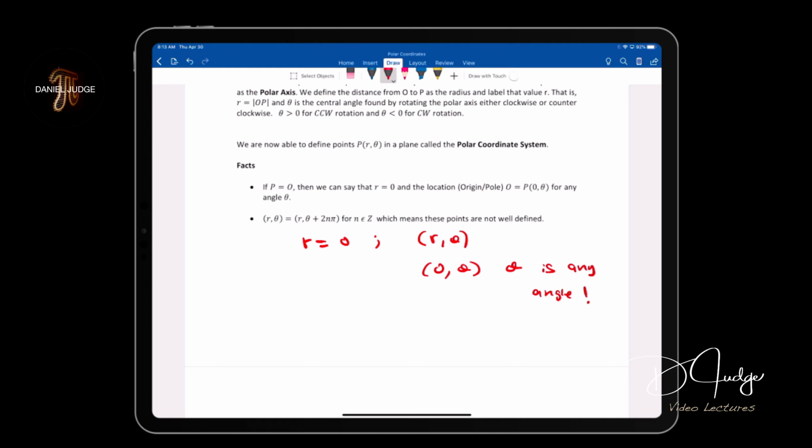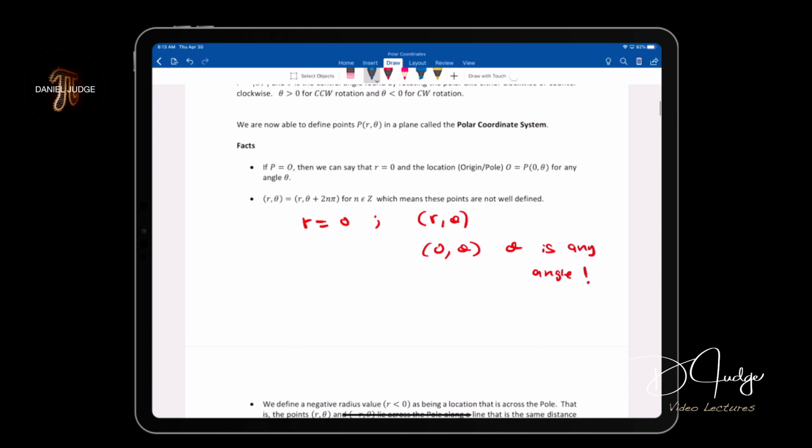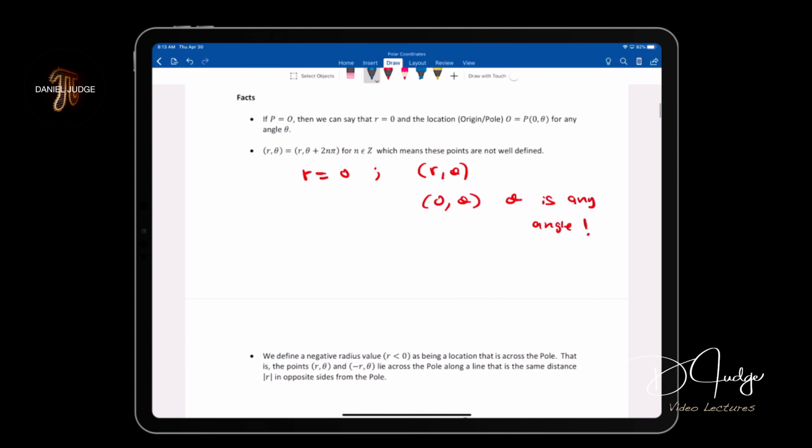However, I do want to remark something about polar coordinates. They're not uniquely defined. This is a very big deal. What that means is, I want you to note that a point r theta is the same as r theta plus 2n pi, where n is an integer value.